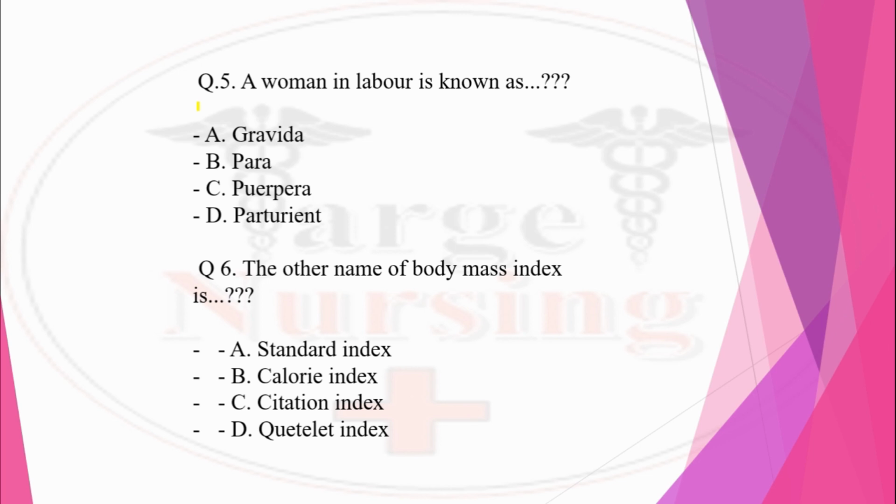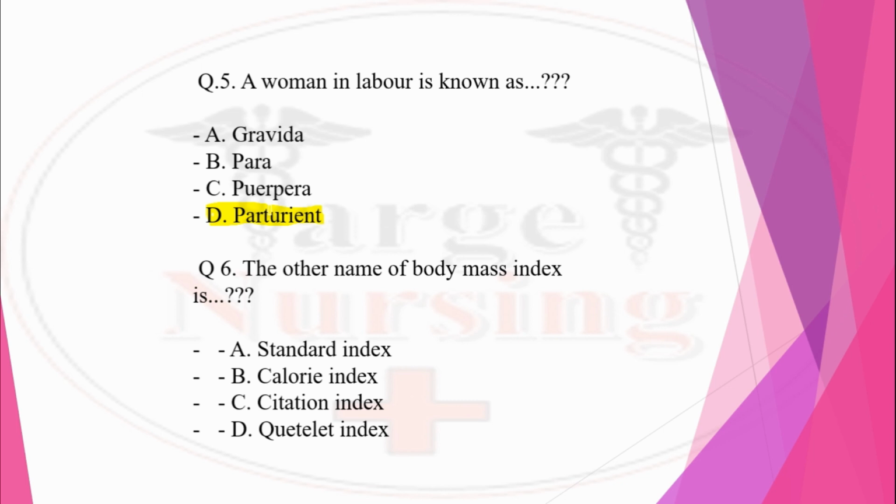Next question is the fifth question. A woman in labor is known as. This question we have seen when we saw the labor process. That time I told you about the process of parturition, initiation of the process of parturition, and I told you that the woman in labor is known as parturient, okay. Women in labor is known as parturient, and the process of giving birth is known as parturition, okay.